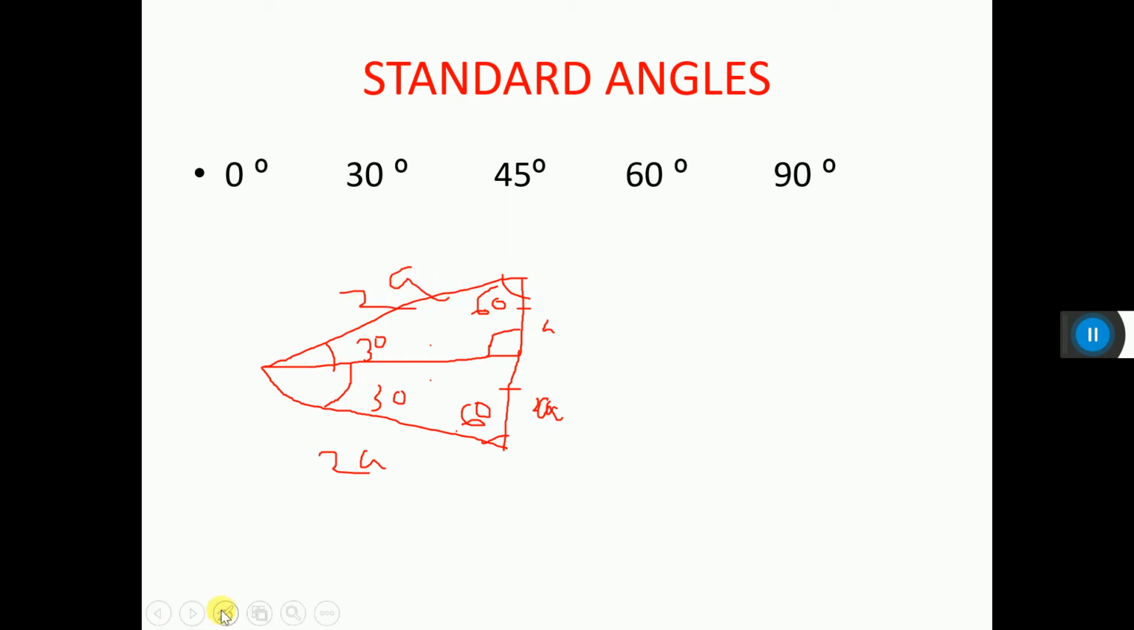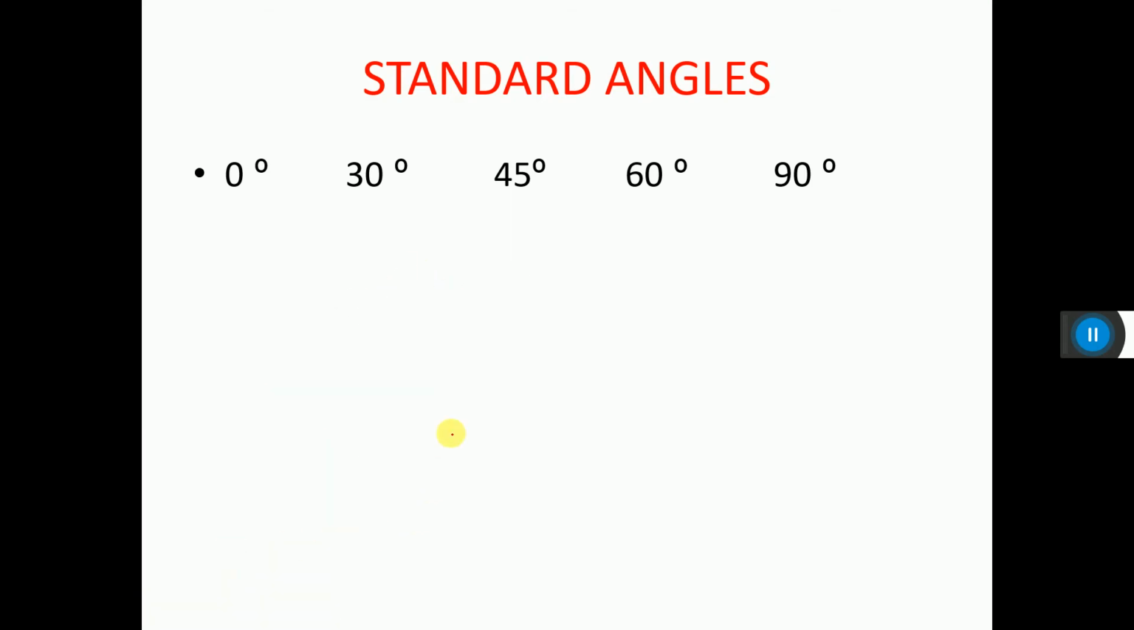But I am not considering A. I am considering 1. This is 1, this is also 1. So 1 plus 1, 2, this is 2. And this side, I am considering x.